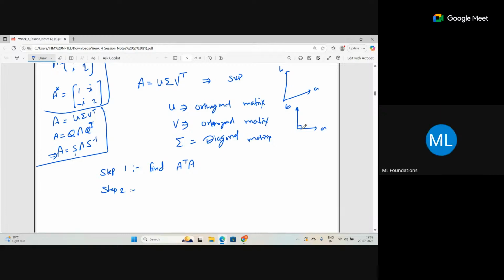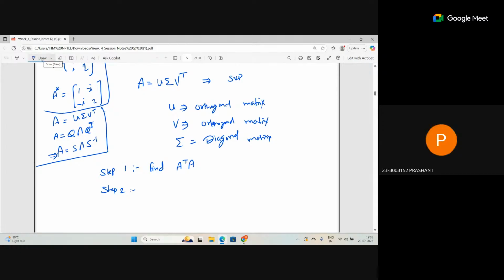Correct. That is why people go for SVD: it gives you a decomposition in which the matrices are all orthogonal to each other. U and V are orthogonal matrices, so from a linear algebra point of view it is a good decomposition. This is not the case with the diagonalizable matrix.